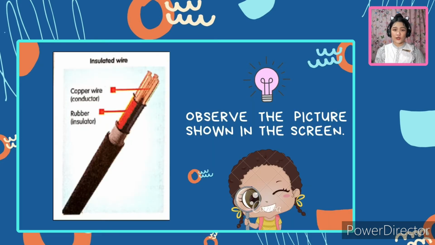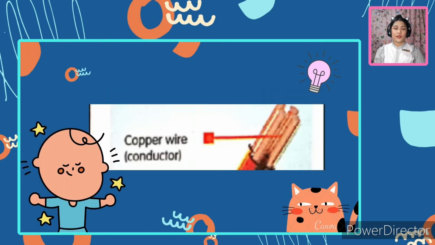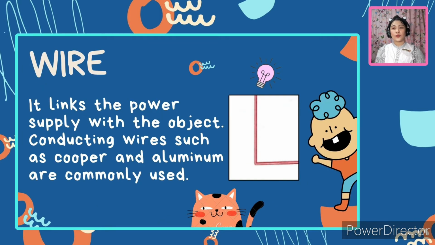Observe the picture shown in the screen. I want you to focus on the labeled parts of the wire. Which part of the wire was touched by the battery and bulb to create a simple electric circuit? It is the exposed copper wire. What is the function of the wire in the simple electric circuit? Wire. It links the power supply with the object. Conducting wires such as copper and aluminum are commonly used.